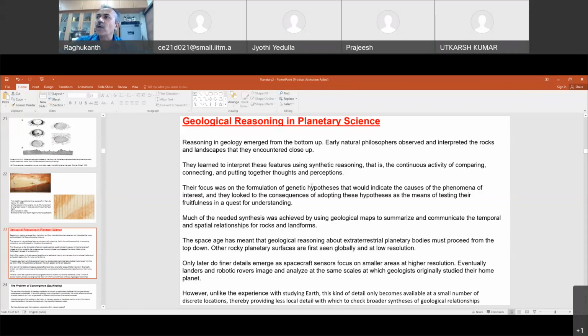So you form a hypothesis, like for example, earthquakes are caused due to plate tectonic movements. Now, how do you test that hypothesis? You take all the samples, give the reasoning, and then finally you have to conclude on that hypothesis itself. So you have to test that hypothesis also. This is what we essentially do in geological reasoning.